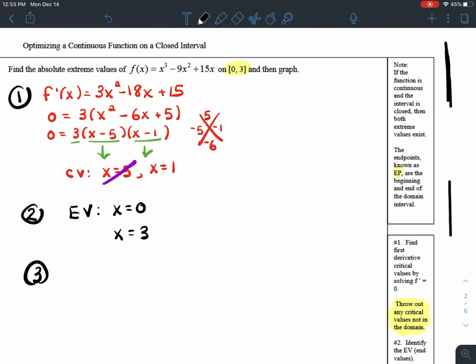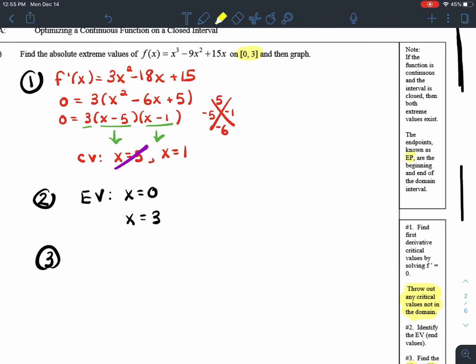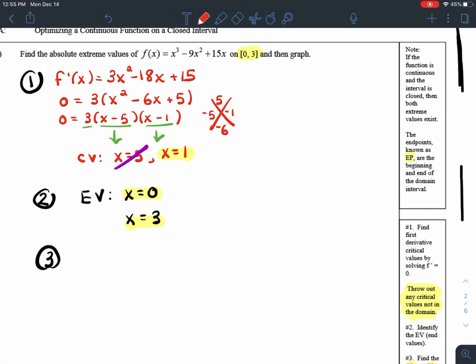Okay, this brings us down to step number 3. Step number 3 is where we're going to find the critical points and the end points by substituting our critical values and our end values into the original function. So we're going to take each of these, x equals 1, x equals 0, and x equals 3, and substitute each of those into the original function. This is going to give us our points. These are the three places where we want to compare which one is the highest and which one is the lowest.